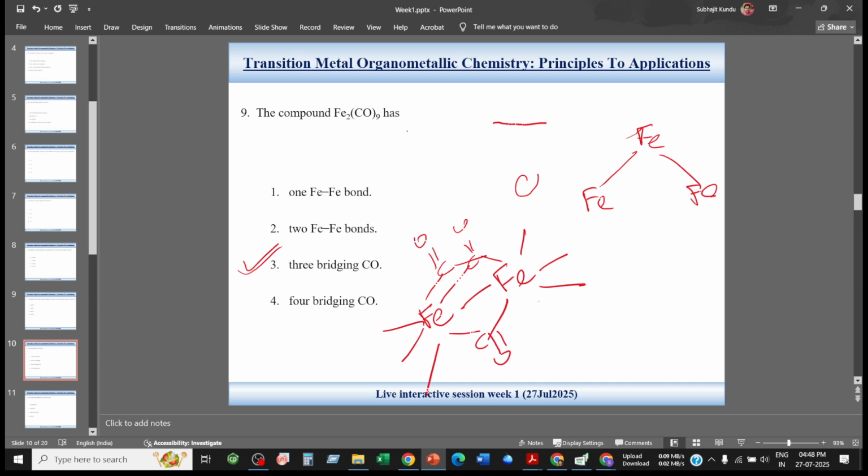So here three bridging CO will be there, and there will be one iron-iron bond. This question is an MSQ type question, and MSQ type questions are also part of your examination. So when you are practicing questions, remember that it can be MCQ or MSQ. Here option 1 and option 3 will be the right answer.